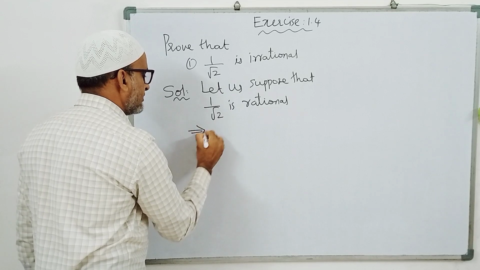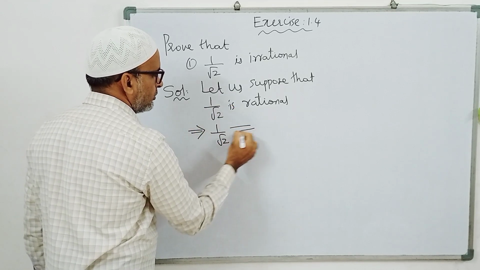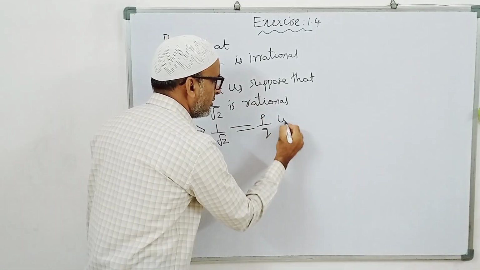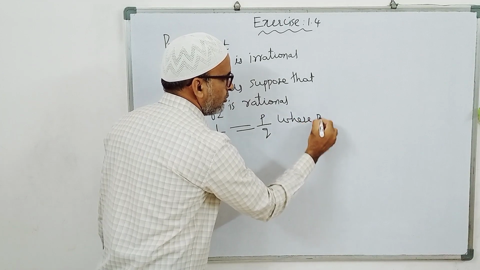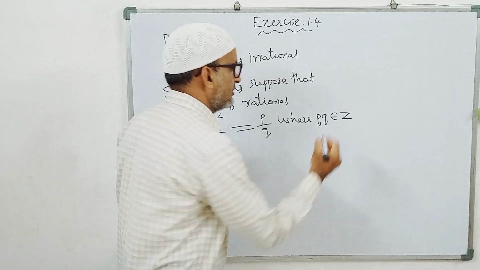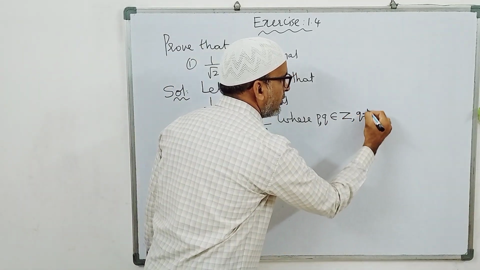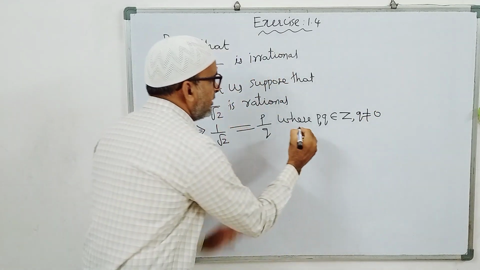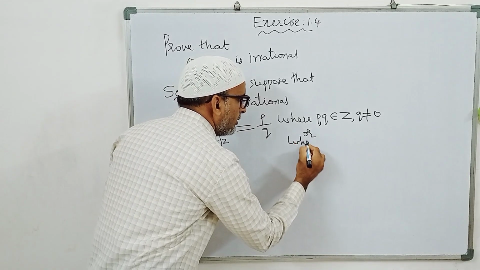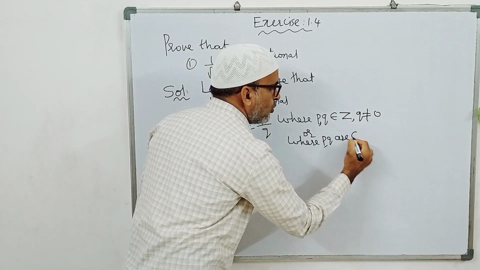So this implies 1 by root 2 is equal to rational, meaning p by q, where p, q belongs to Z. Z means integers, and one more thing is this denominator q is not equal to 0. Or instead of this one we can take like this also, where p, q are co-primes.